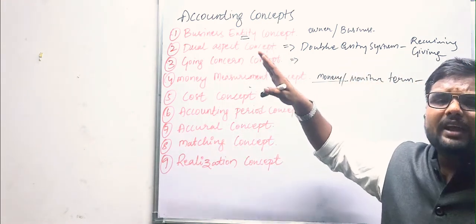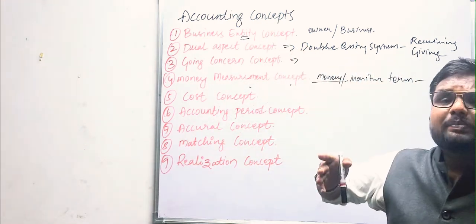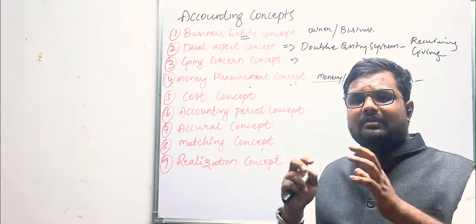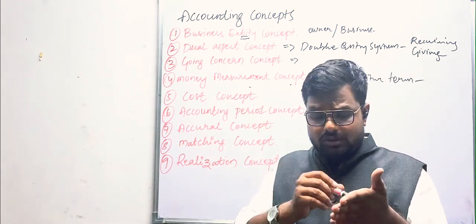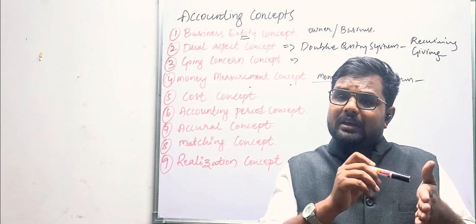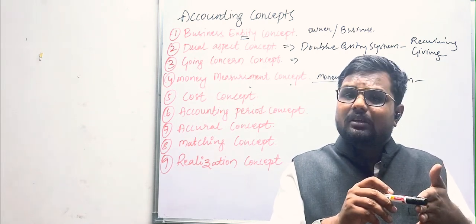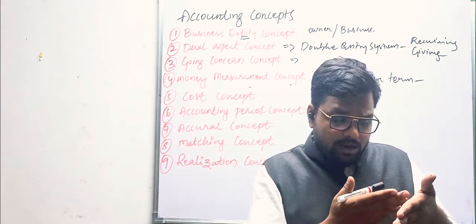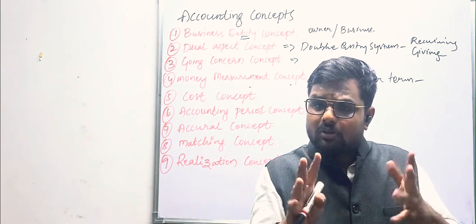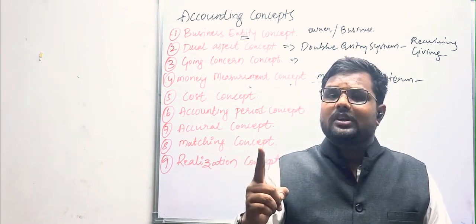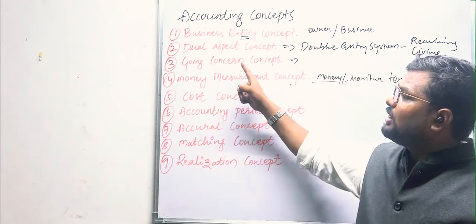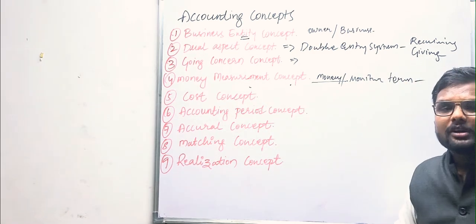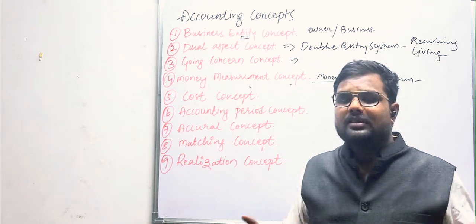Okay, owner is different and business is different. The two aspects should be considered. Going concern, business should run. Whenever you are preparing accounts, you should keep in mind that you will be preparing the accounts for a particular year. Whenever you are starting the accounts, you should not think that it might end in 1 month, 2 months, 3 months. No, not like that. For a particular year you need to prepare, because we expect the going concern concept. Money measurement concept, only monetary terms are recorded, the other we won't record anything.